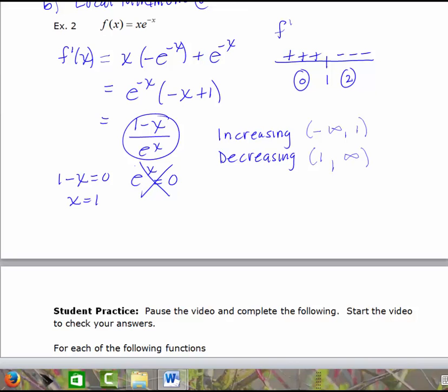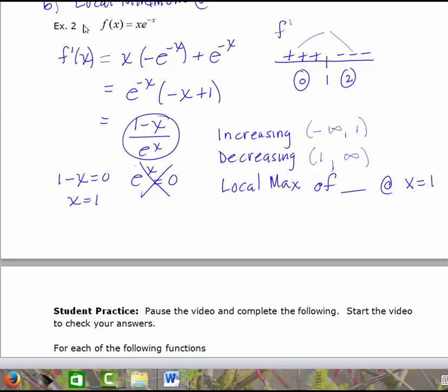We have a sign change at 1. Since we're going from increasing to decreasing, we're going to have a local max. I don't know the value yet, but I know it's going to occur at x equals 1. Even if I didn't have a calculator, I could plug 1 into the original function, and I would get 1 times e to the negative 1. So that would be just 1 over e.